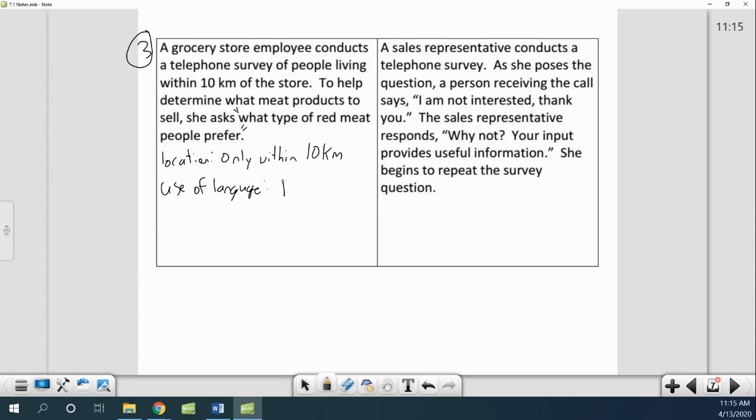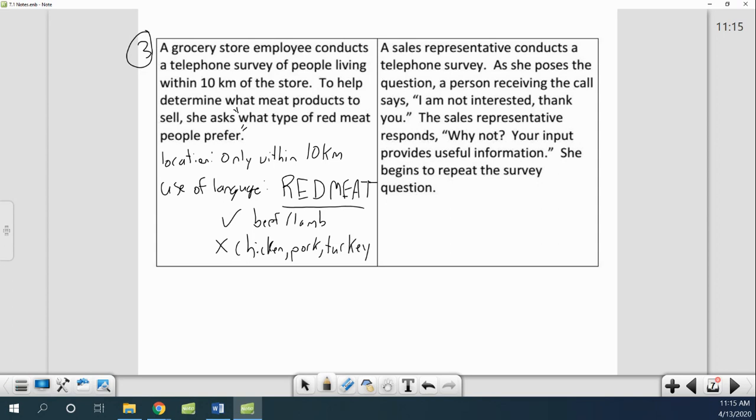They asked red meat. That's a huge problem, because red meat implies beef, or I guess lamb. What is not included? Chicken, pork, turkey, all kinds of good stuff.